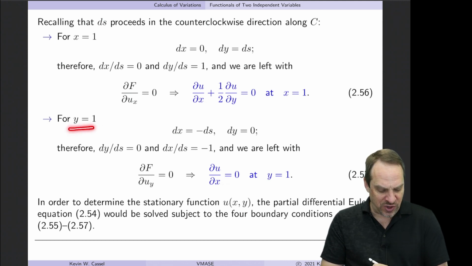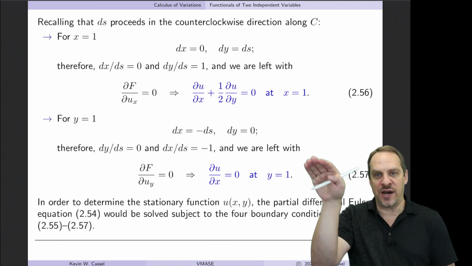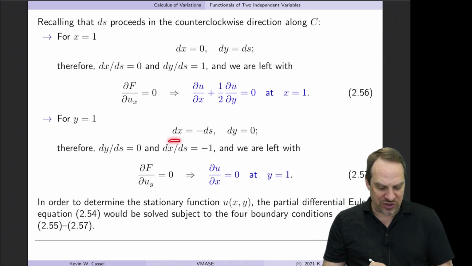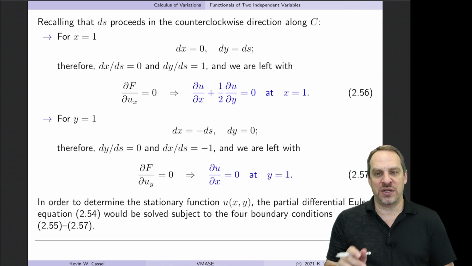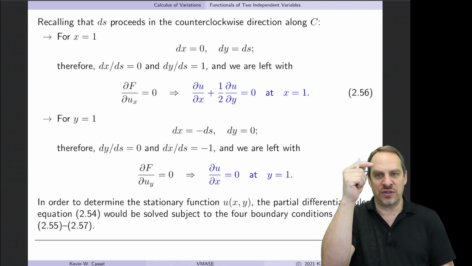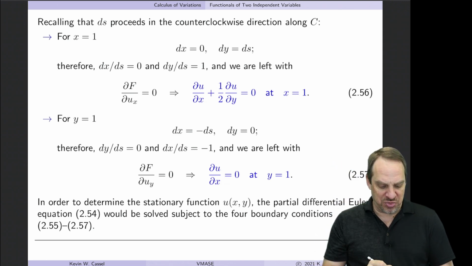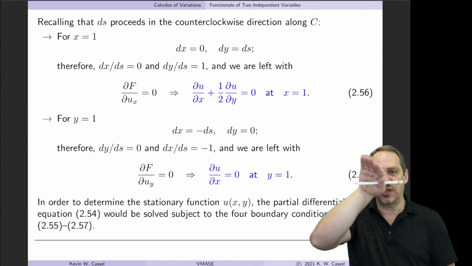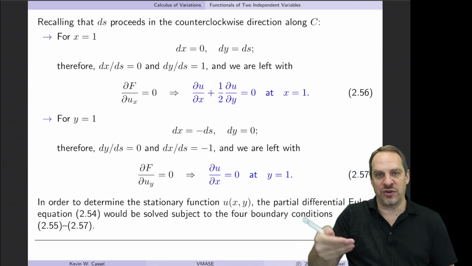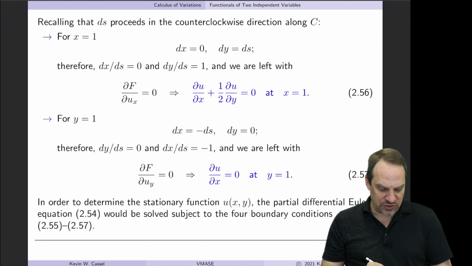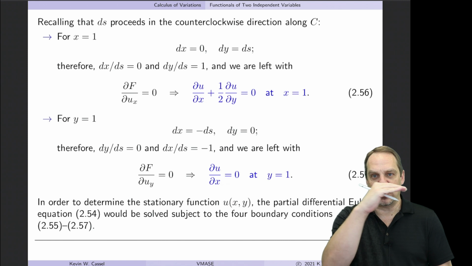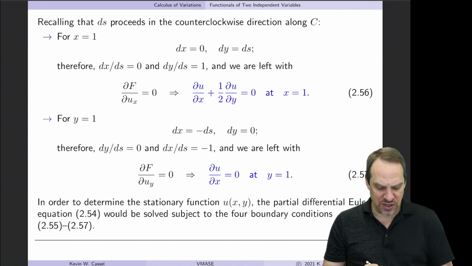Let's do the same thing for y is equal to 1. So this is across the top. So dx is now equal to minus ds because dx is positive to the right, but ds is positive to the left. We're going counterclockwise around our square domain. So dx is minus ds, and dy, because this is a horizontal portion of the boundary, dy is equal to 0. So dy ds is equal to 0, and dx ds is equal to minus 1.